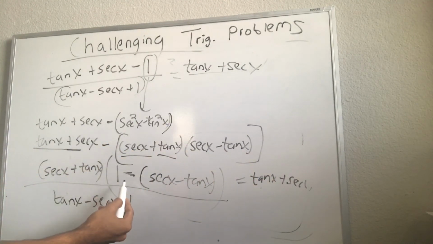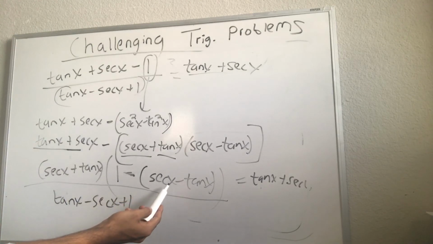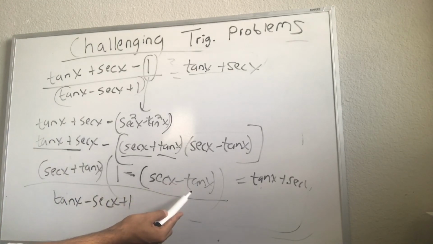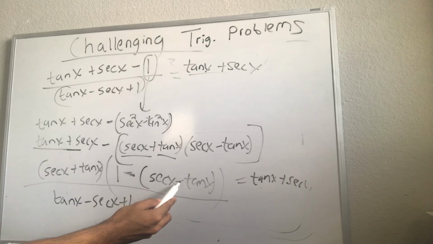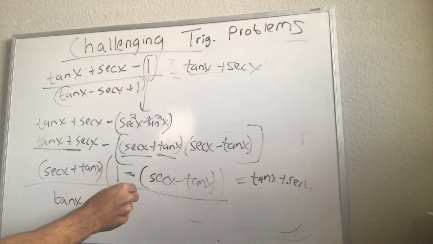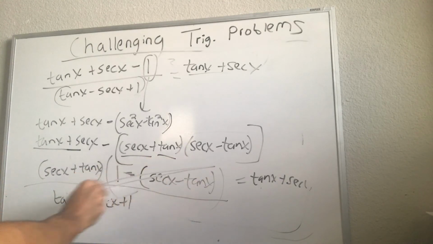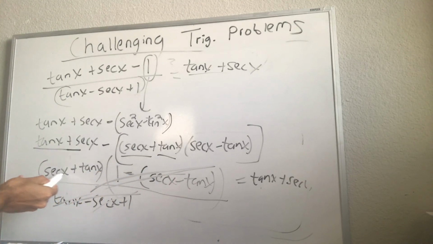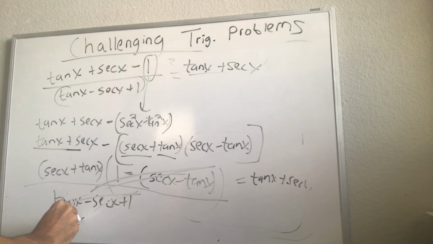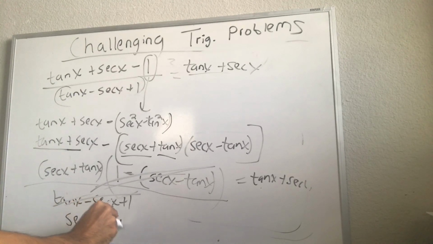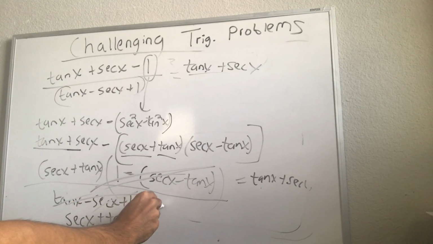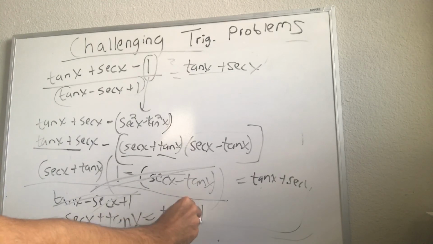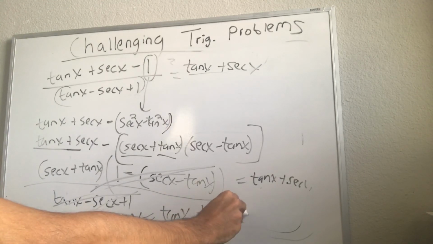Now when you look at this expression here, 1 minus secant x, and then you have minus plus tangent x, this essentially is really just this. So we're seeing that this and this completely are gone. This and this are gone. So we're left with secant x plus tangent x is equal to tangent x plus secant x, which is essentially the same thing.